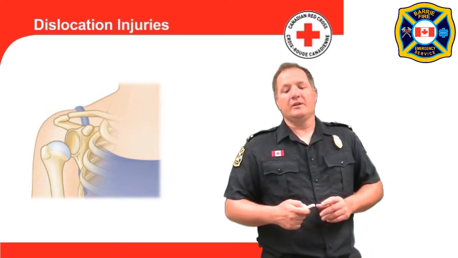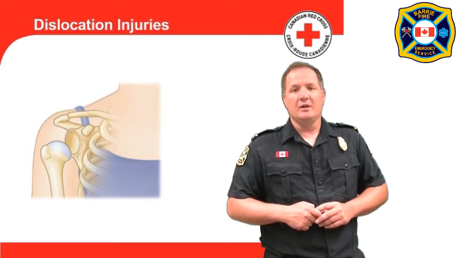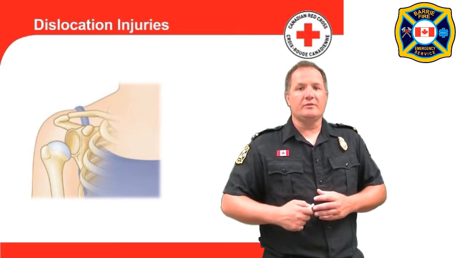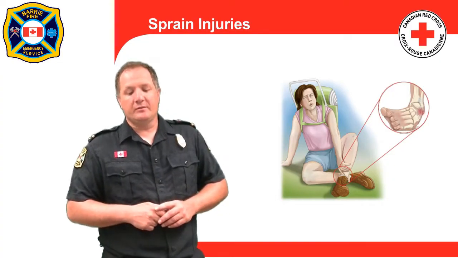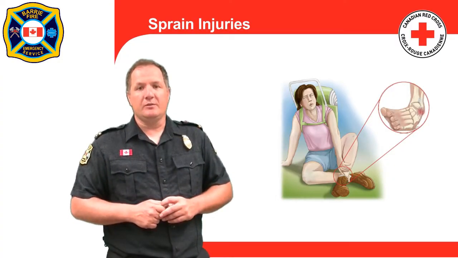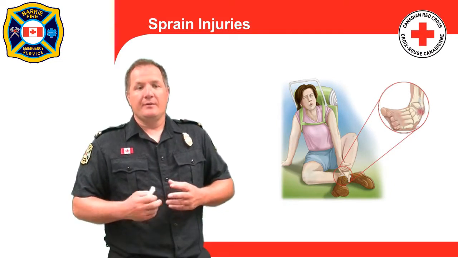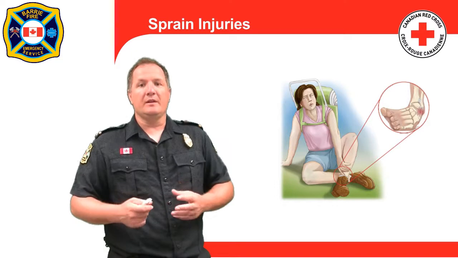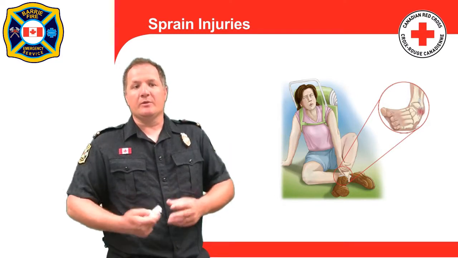Dislocation injuries. Dislocation injuries are a displacement or separation of a bone from its normal position. The most common places are shoulders, elbows, hips, and knees. Sprains are tearing or stretching of ligament tissue, in areas usually like the wrists, the ankles. Those areas generally have more ligament tissue and are more prone to sprains. Sprains can happen in any part where two bones come together.